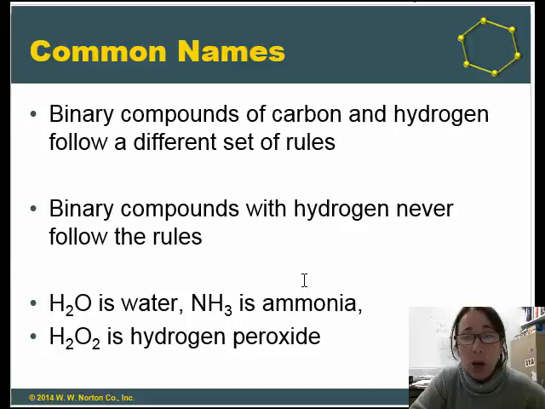Now, if we look at binary compounds that are made up of carbon and hydrogen, they follow a different set of rules that are beyond the scope of this class. And binary compounds with hydrogen never follow the rules.